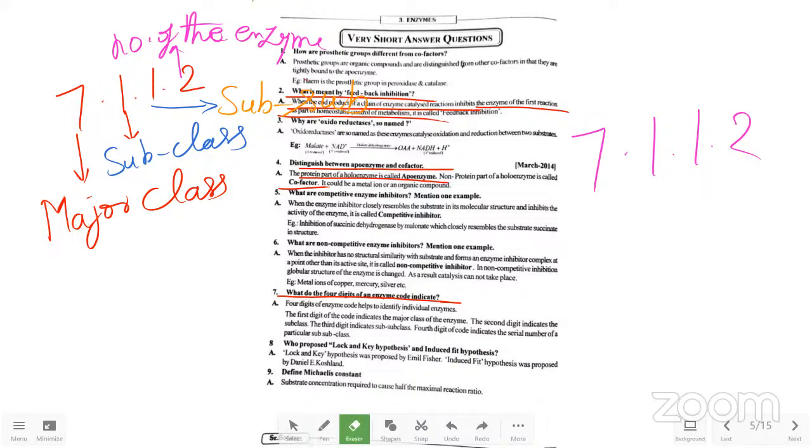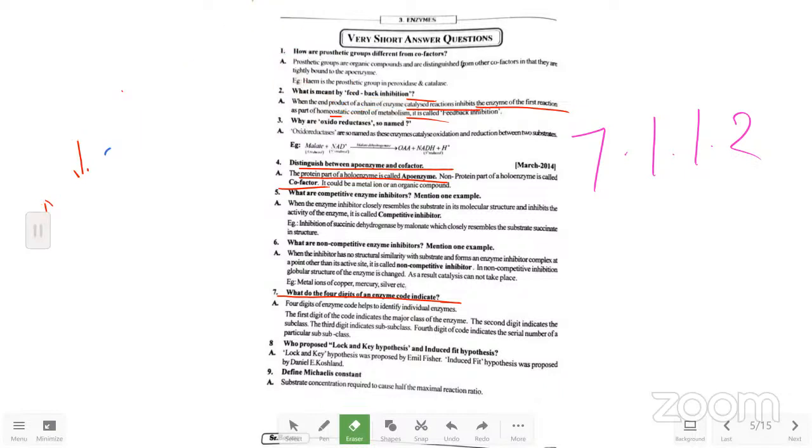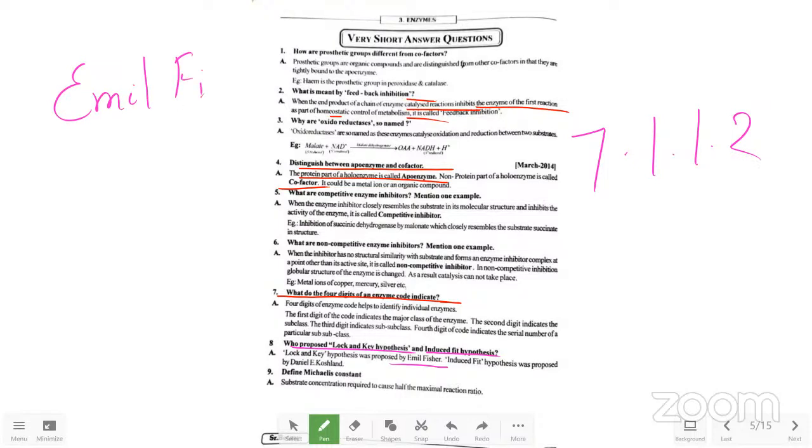Okay, next comes: who proposed the lock and key hypothesis? Emil Fischer. The lock and key hypothesis was proposed by Emil Fischer, and the induced fit theory by Daniel E. Koshland.